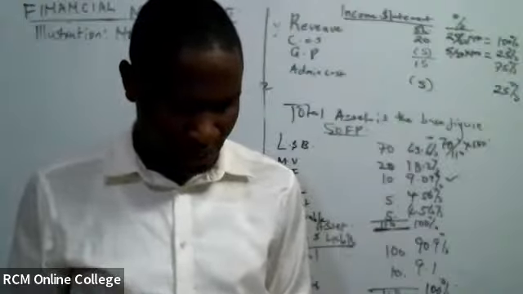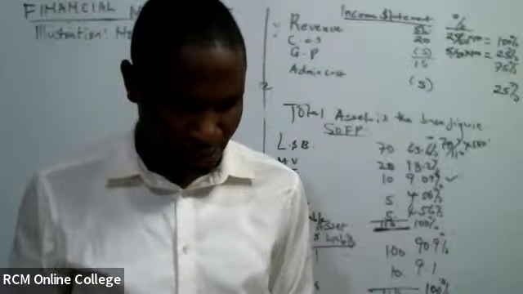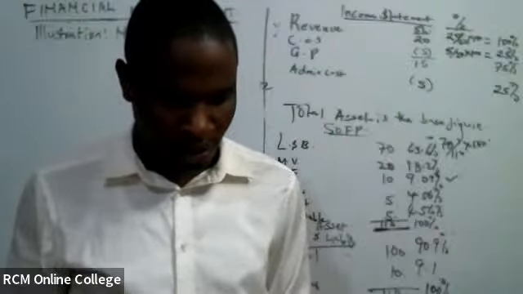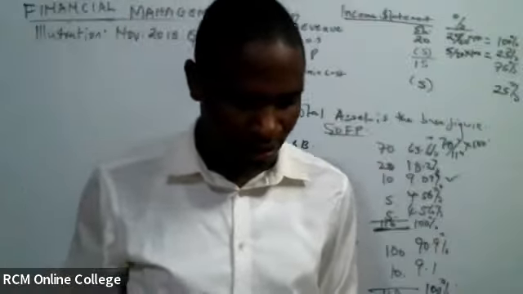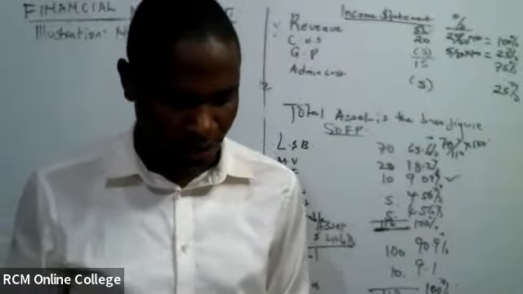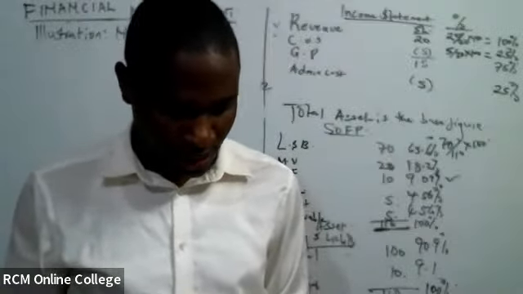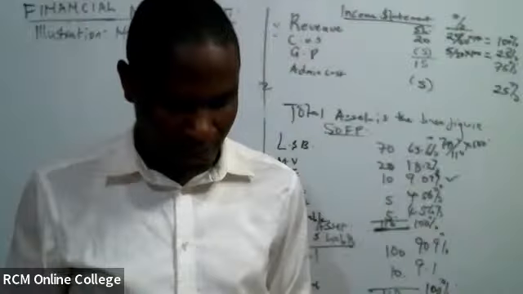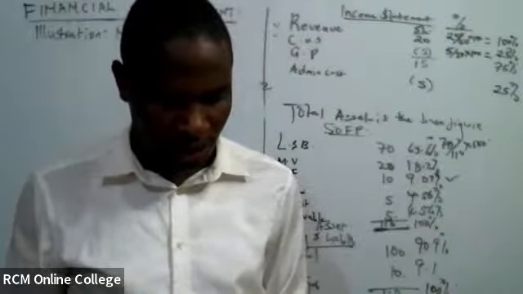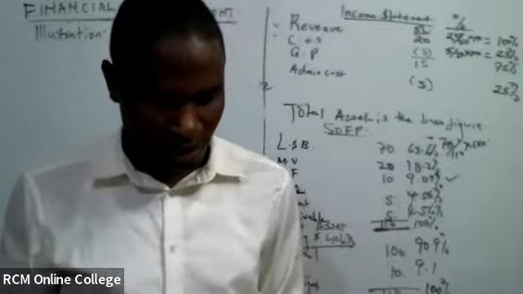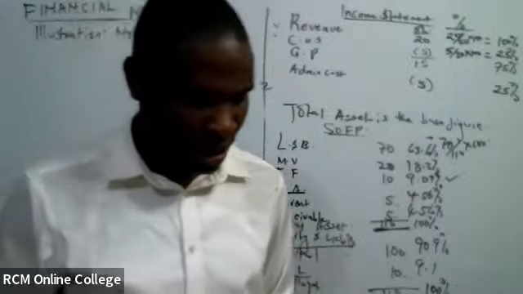So class, we have the following financial statements of ABC Limited and XYZ Limited for the year ended September 2018. We have the income statement given there. We also have the statement of financial position. We are required to prepare a vertical common size statement of income for the year ended September 2018, and a vertical common size statement of financial position as at the same date.